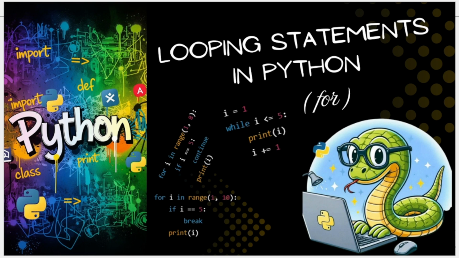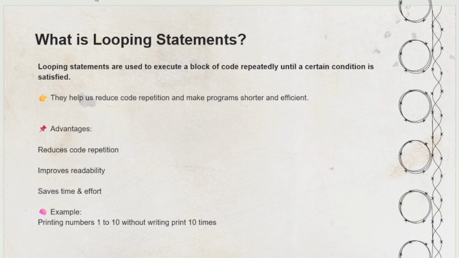So let's begin today's topic. So what are looping statements? Looping statements are used to execute a block of code repeatedly until a certain condition is satisfied. The looping statements help us reduce code repetition and make programs shorter and efficient.